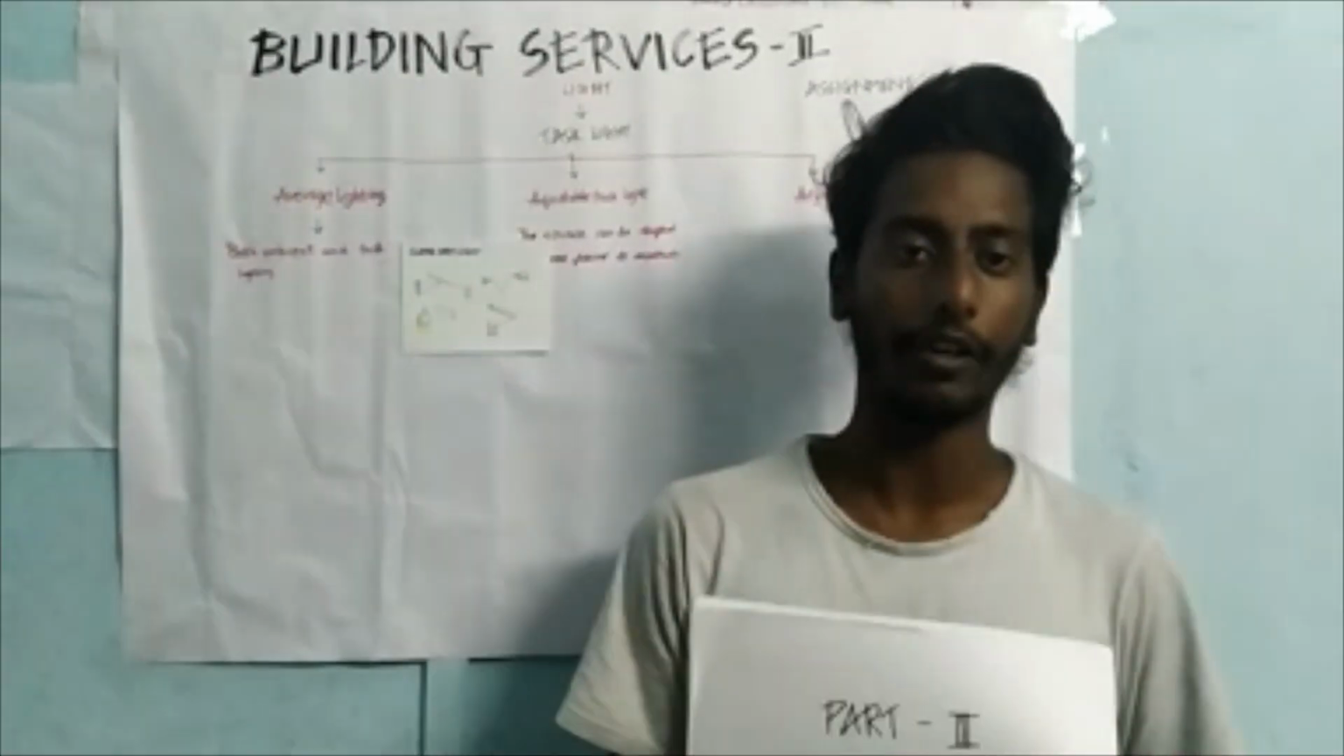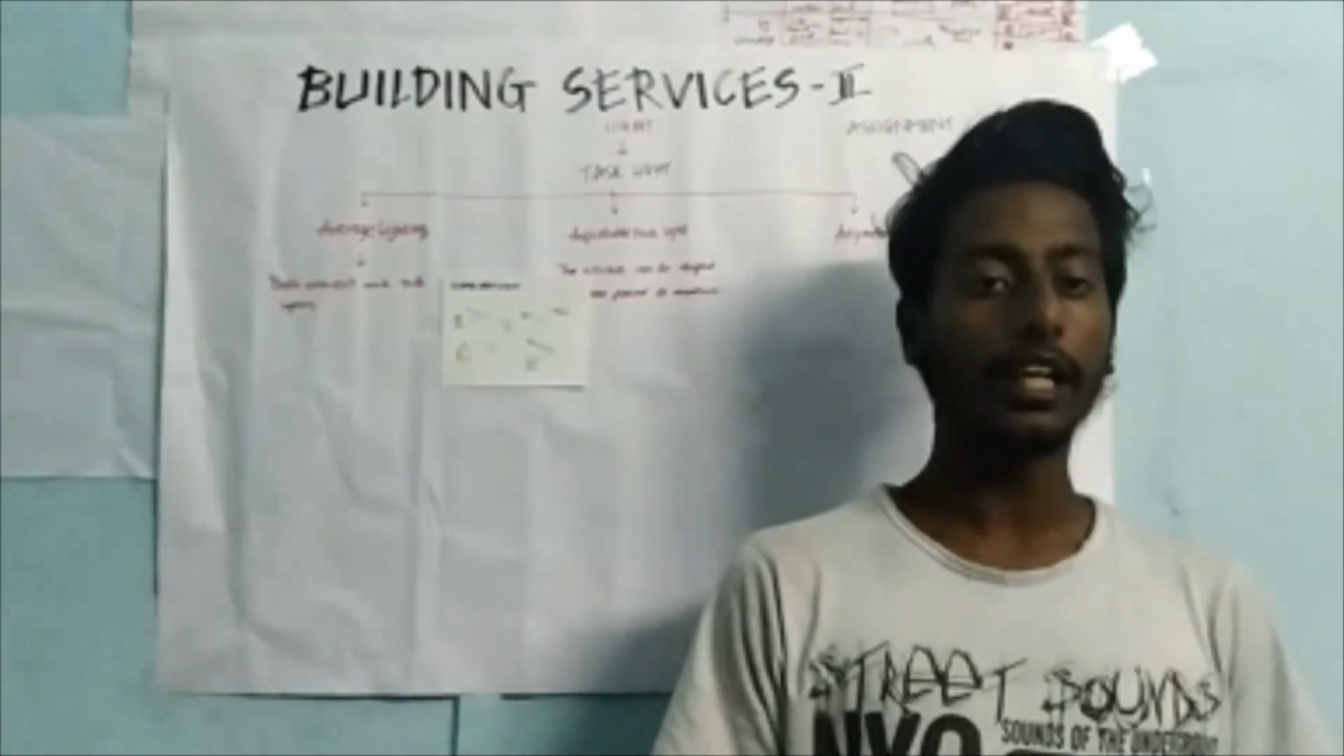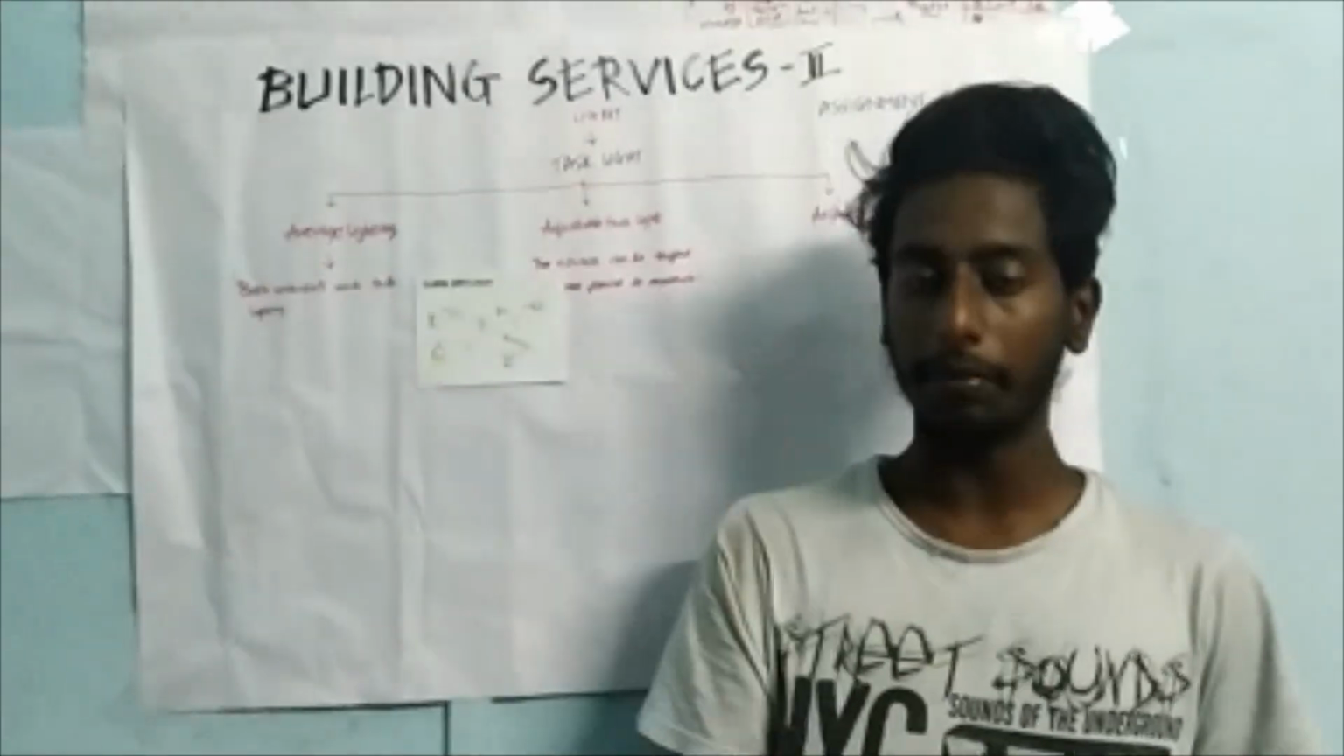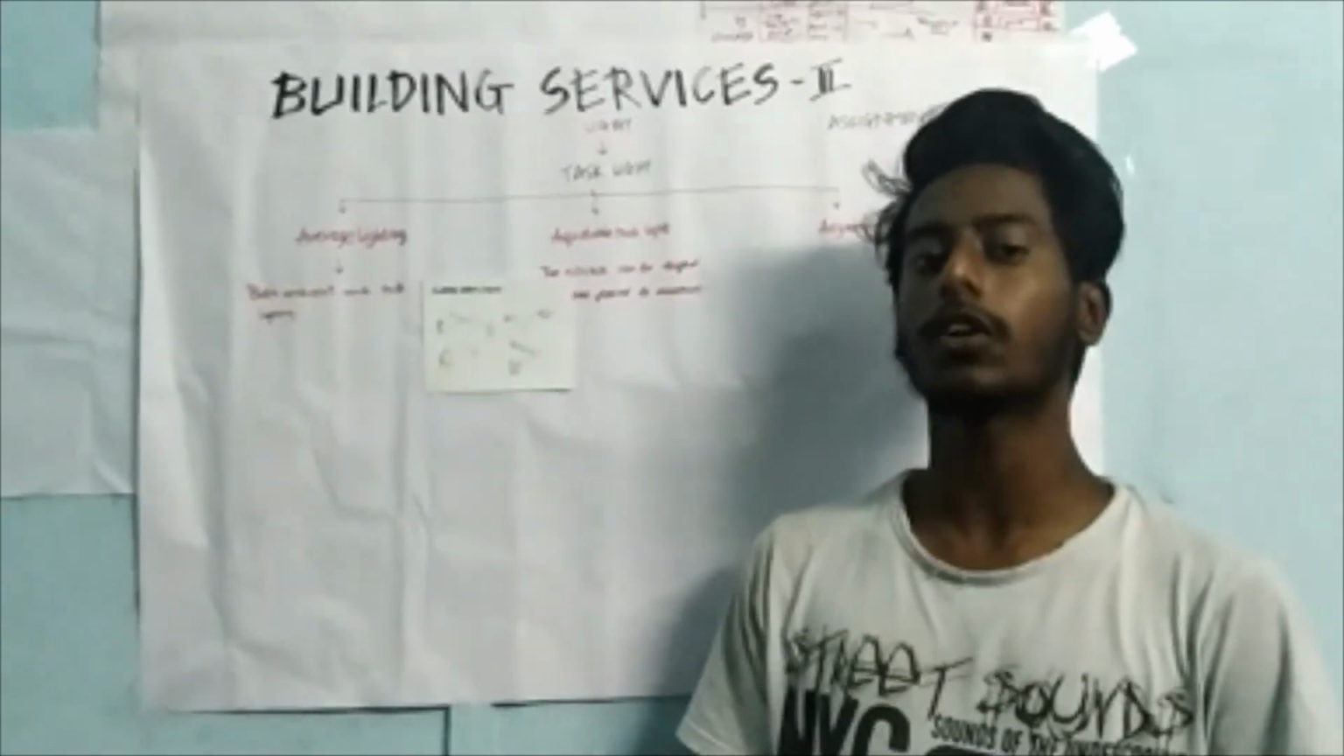This is the part 3 video, and in this video we will be discussing the asymmetric task light. In any light source there will be 2 types of sources, 1 symmetric and 2 asymmetric. If the light falls directly below the light source it is called symmetric, and if the light falls to either this or that side it is called asymmetric light.